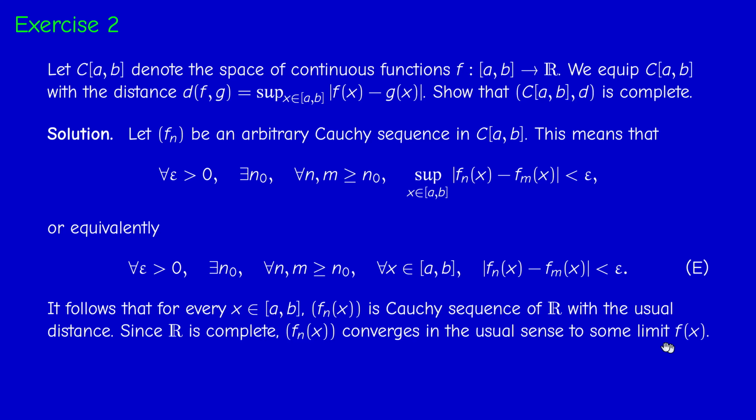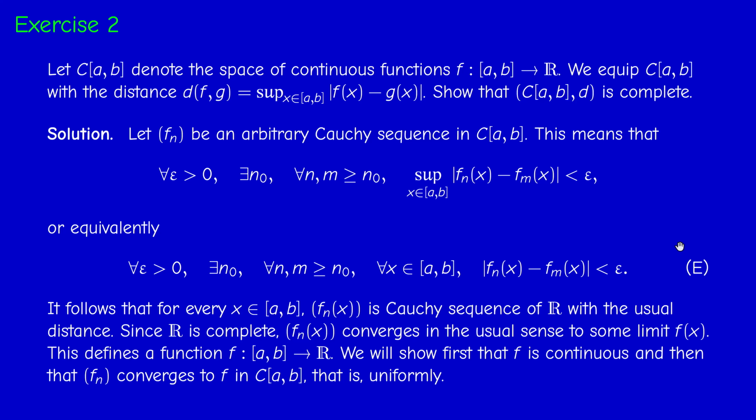The limit depends on x. So this defines a function. So for each x, I have a limit. Therefore, now I have a function f from the closed interval ab into R. So now we have to prove 2 points. First, that f is continuous. And second, Fn converges to f in CAB. And you already observed, perhaps, that convergence in CAB is equivalent to uniform convergence.